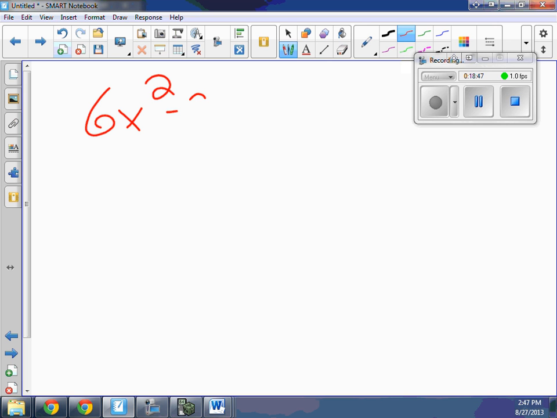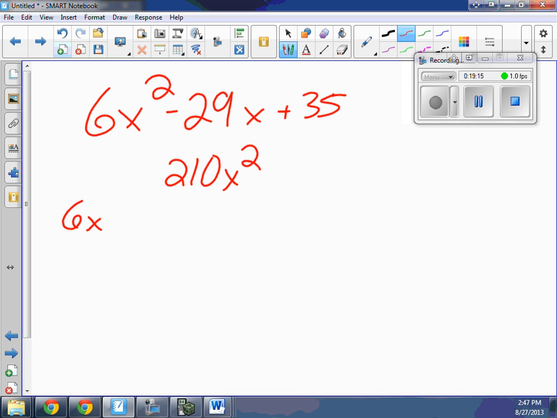6x squared minus 29x plus 35. So 6 and 35 is going to be 180, 210. Who's got a calculator? 210? So 210x squared. What do I know about the signs? They're both going to be negative. So I'm going to have 6x squared and a 35, and I need to find the factors of 210 that end up being 29. So 1 obviously isn't going to work.